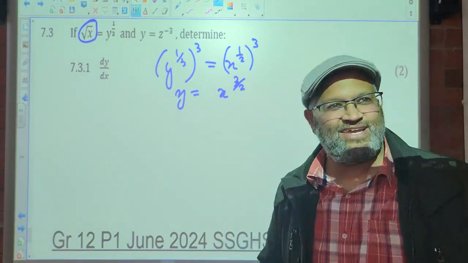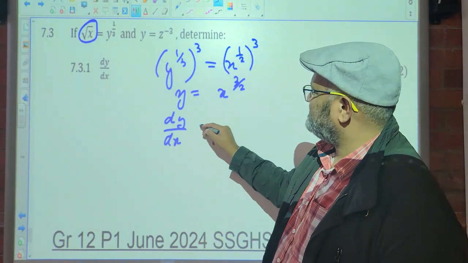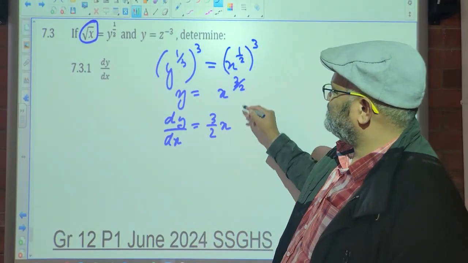You see that? Now I can apply the derivative, not so? So dy over dx equals 3 over 2, x to the 3/2 minus 1 is going to give you.